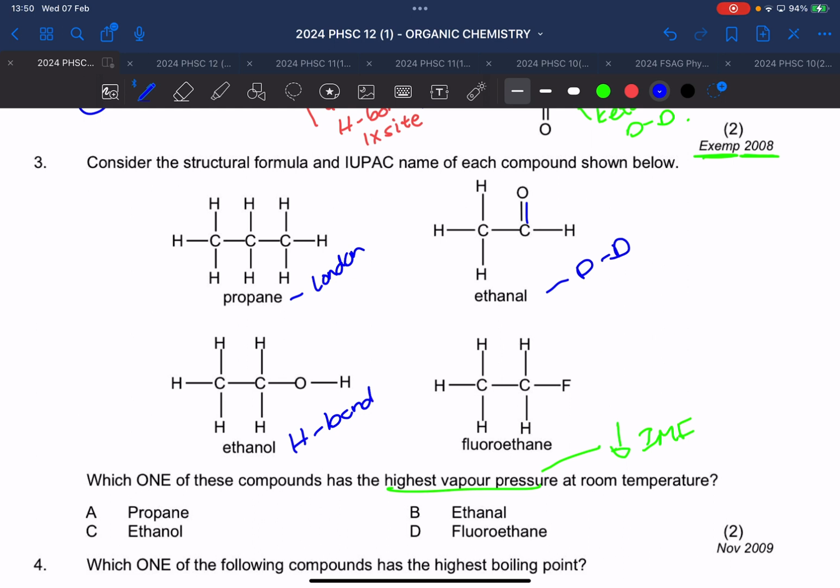Fluoroethane. Definitely not hydrogen bonding. You want to say London, but fluorine is very electronegative, so it causes this side to be a bit negative and that side positive. So this one is in the range between London and dipole-dipole, not hydrogen bonding. So which one will have the weakest forces? Propane, with only London forces. So the answer is A.